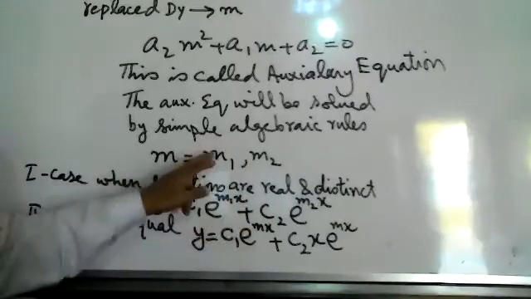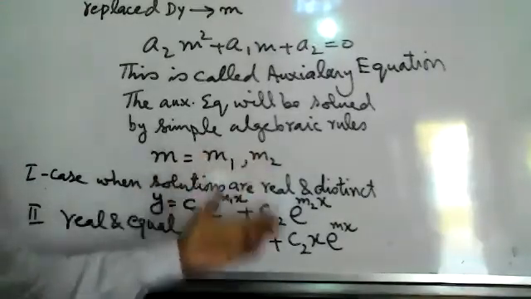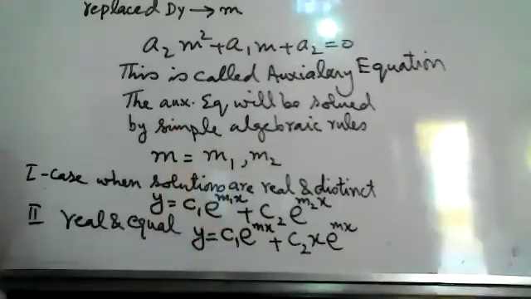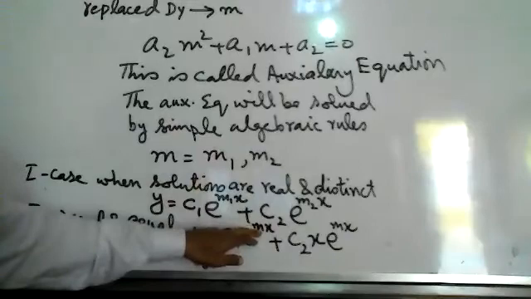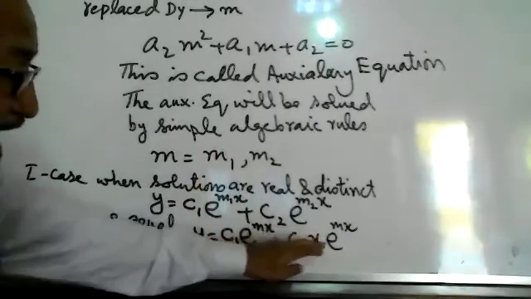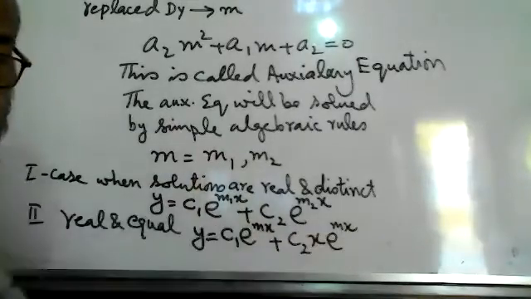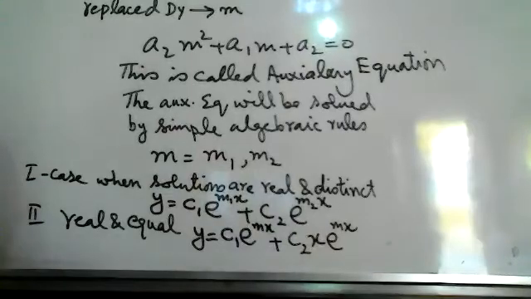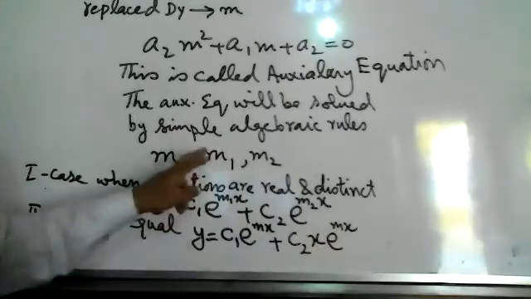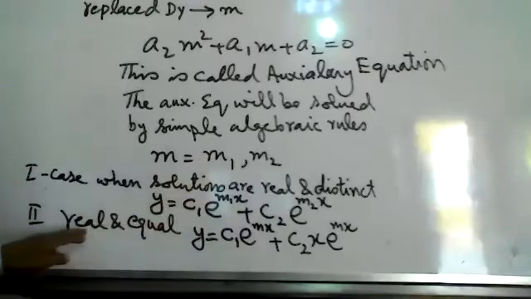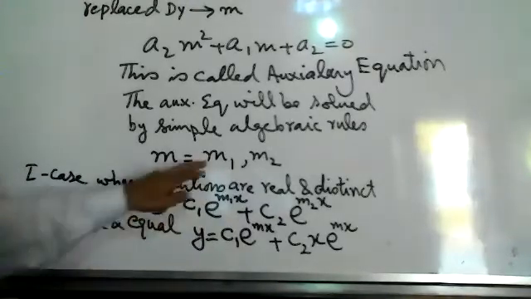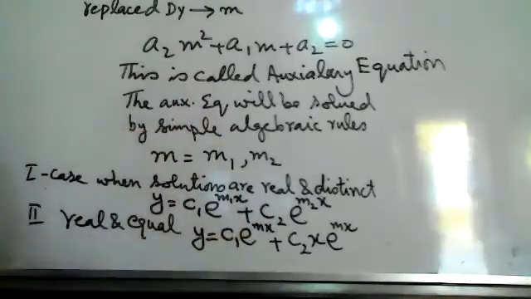There is only one, there is not m1, m2. There is only one answer, that is m. It may be, suppose, root 2 or root 3. So C1 e raised to power root 2 x plus C2 x e raised to power root 2 x. Real and equal, there is only one answer when we solve it.